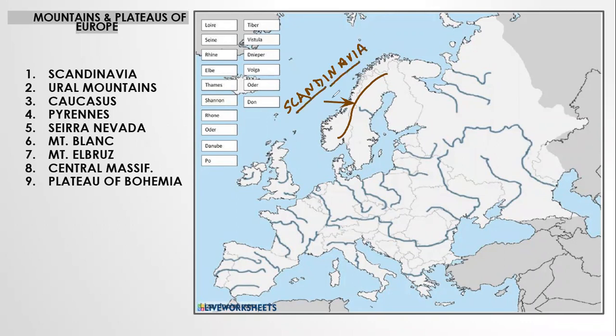The next one is the Ural Mountains. The Ural Mountains are drawn along this. This is the Caspian Sea, and these are the Ural Mountains. These mountains divide, or you can say form the boundary between Europe and Asia. So, Ural Mountains.